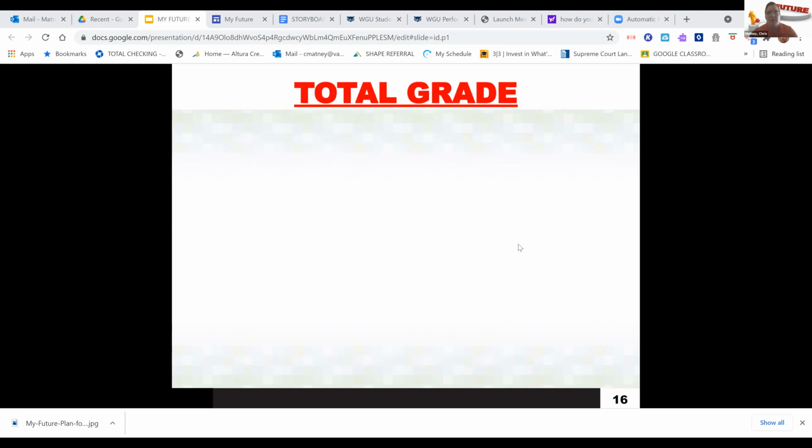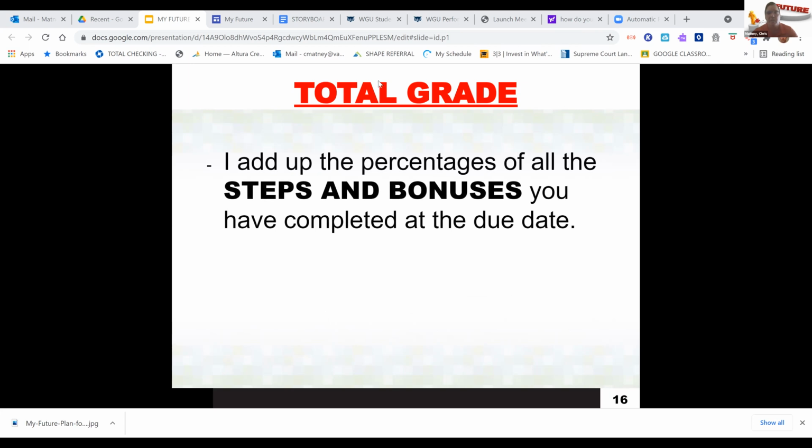And your total grade, here's how it works out. It is 10% of your grade. So what I do is I add up all the percentages of all the steps that you completed. And I'm not going to give you guys a hard time. I will remind you of that due date.